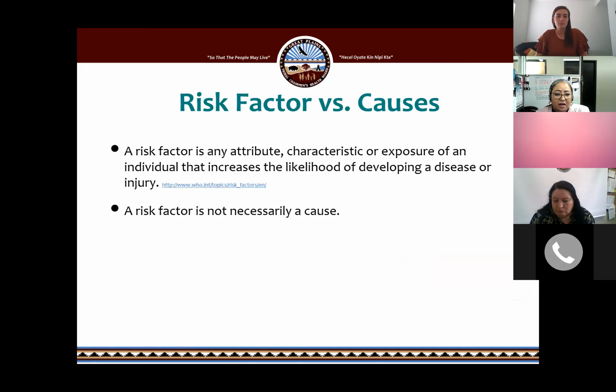So these are some of the risk factors versus causes. A risk factor is any attribute, characteristic, or exposure of an individual that increases the likelihood of developing a disease or injury. A risk factor is not necessarily a cause.